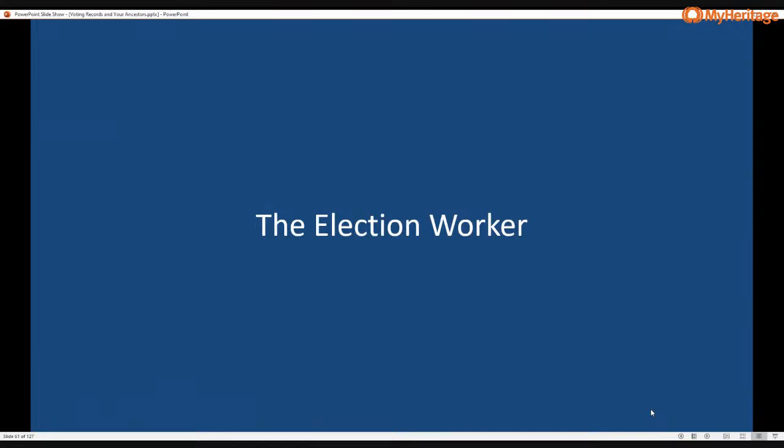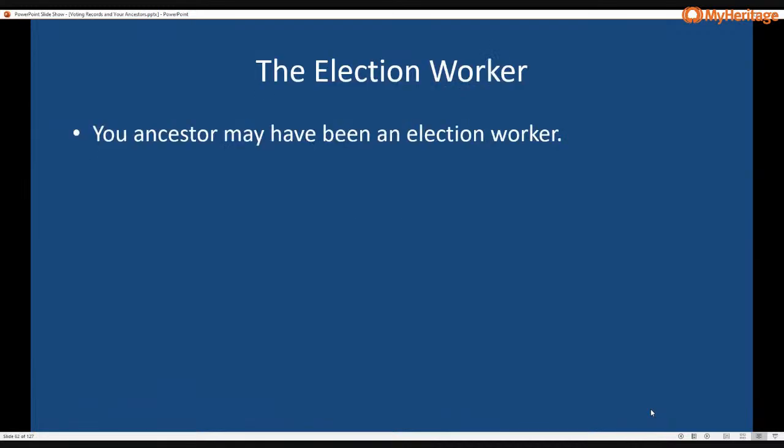Election workers. It takes workers to run elections, so that's something we may look for. Maybe our ancestor actually worked the elections, maybe as a poll worker. You never know. I don't think families talk about it. My family has never talked about whether anyone worked for the election, but a lot of my husband's family members have. I've actually worked for some of our local elections. So these also can be records that you might be able to find.